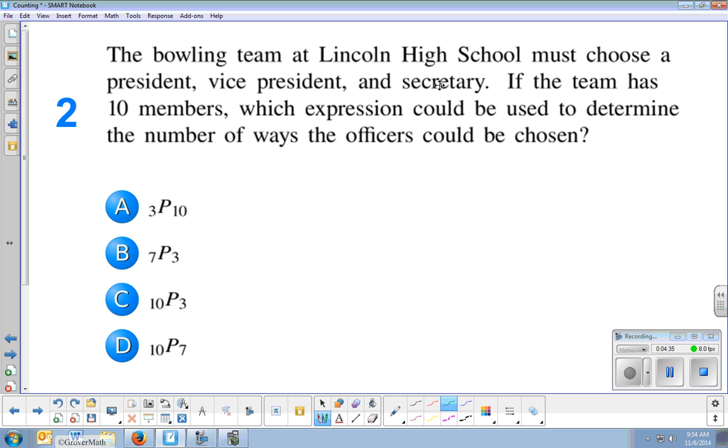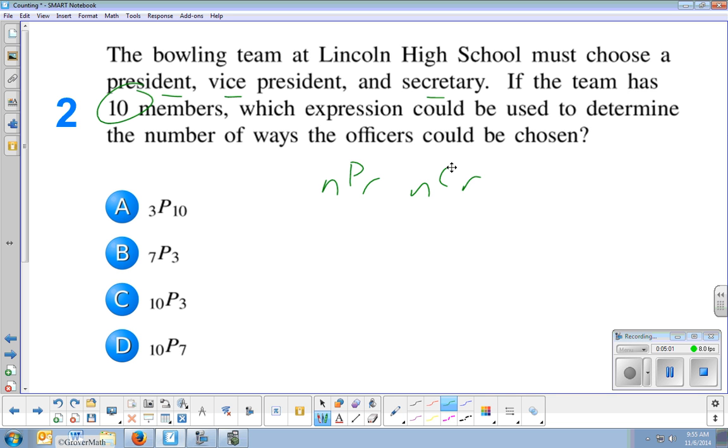Number 2, a bowling team at Lincoln High School must choose a president, a vice president, and a secretary. If the team has 10 members, which expression could be used to determine the ways the officers could be chosen? And so this is an NPR versus NCR type of question. Now, the only options here are NPR, but how do we tell the difference between NPR and NCR?